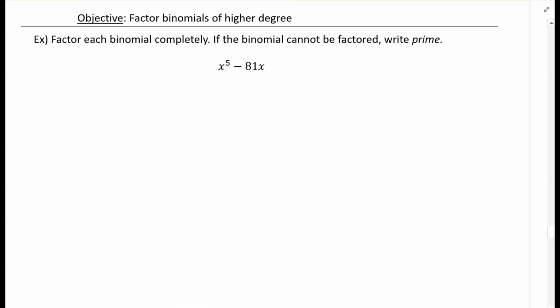Let's look at this next example. I believe this is in your guided notes. So the directions again, factor each binomial completely. And if the binomial cannot be factored, we're going to write prime. So remember our steps. First, you want to check for your GCF. So my GCF, do I have a constant in common? Do I have a number in the front? I have an x to the 5th, and I'm minus 81x. What do they have in common? I see this has an x and an x. So the biggest thing I can take out is an x. That's going to be my GCF.